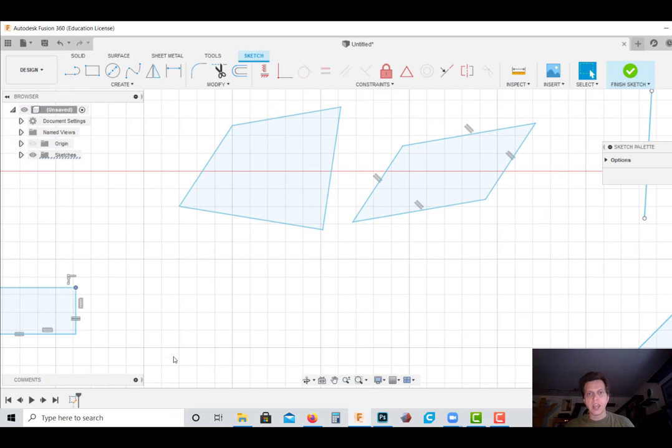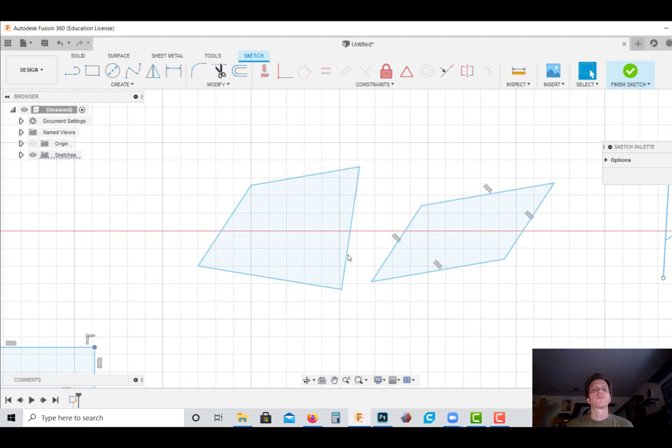All right, now we're on to parallel. 4-sided rhomboid figure. Make the top parallel to the bottom, the sides parallel to each other, and now you have a parallelogram constrained to being parallel.